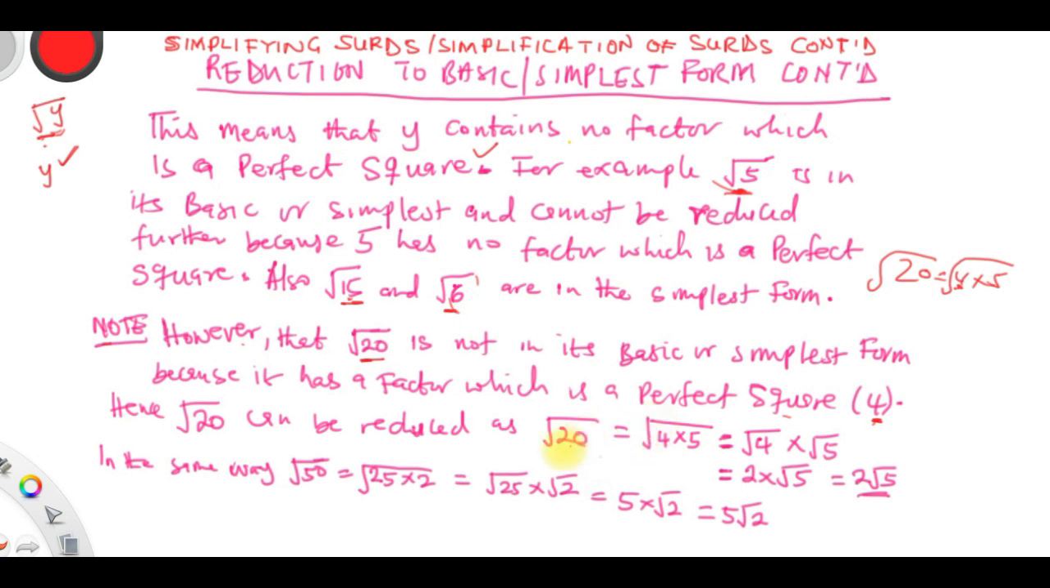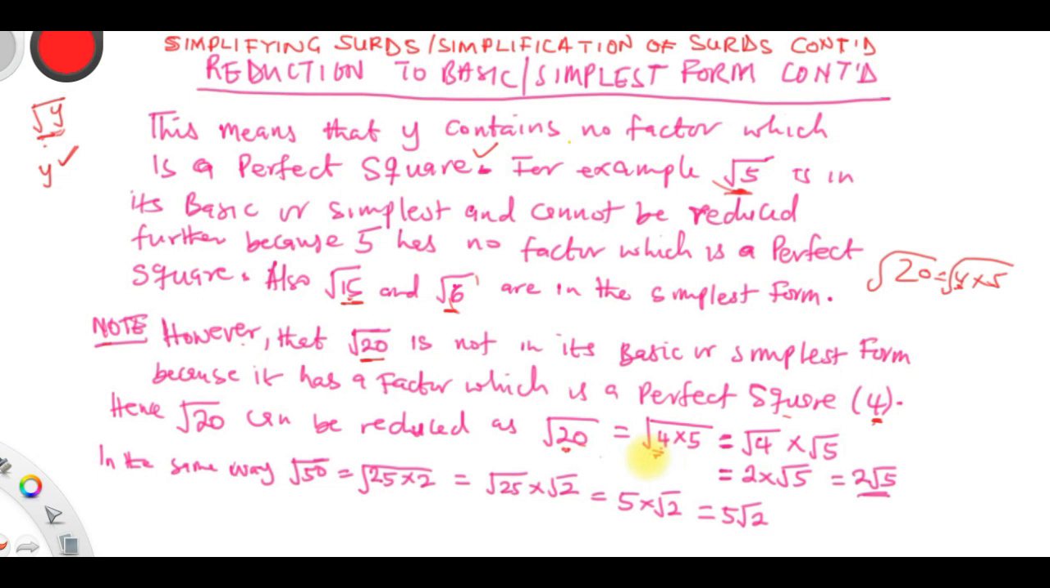As I said, 20 is the same as 4 times 5. So whenever you are given a square root to simplify, always look at the number under the square root sign and look for factors of that number that are perfect squares. For 20, what factor is a perfect square? 4. 4 times 5. We also have 2 times 10, which is 20, but neither 2 nor 10 is a perfect square. But in 4 times 5, 4 is a perfect square. So the square root of 20 is the same as the square root of 4 times 5.